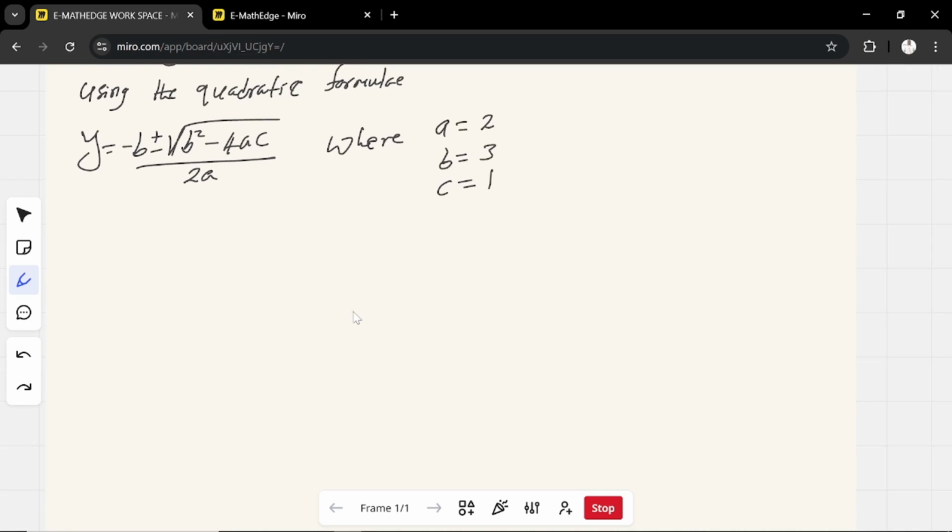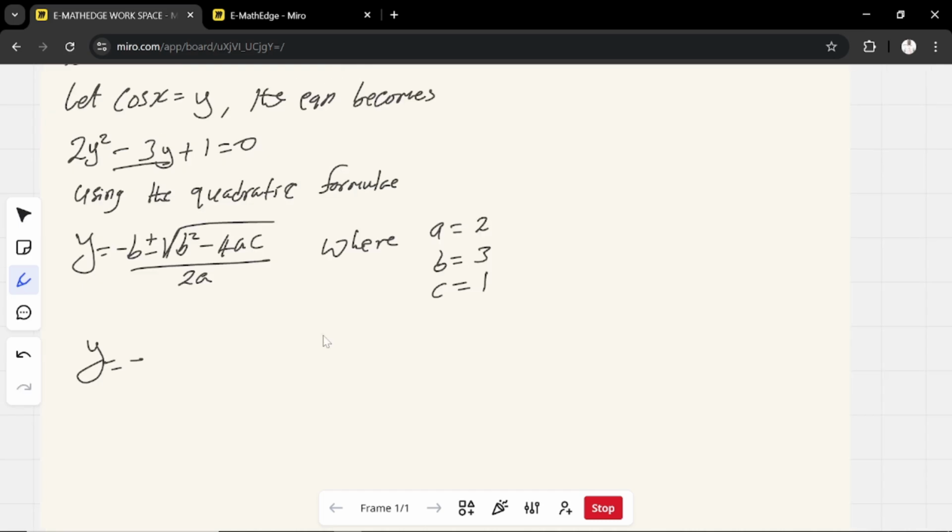So now we are going to have this equation to be y equal to, now instead of minus b, mind you, the coefficient of y here is minus 3, it's negative 3 and not just 3, okay? The coefficient of y squared is 2, which we have here. The coefficient of y is going to be minus 3, which we have here, and the constant number is 1, which we have here.